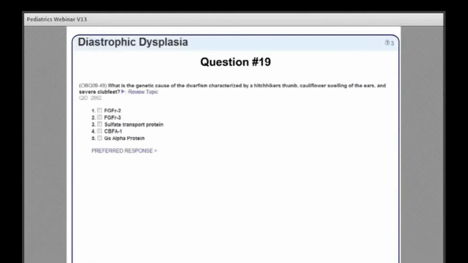Diastrophic dysplasia. What is the genetic cause of the dwarfism characterized by a hitchhiker's thumb, cauliflower swelling of the ears, and severe club feet? FGFR2, FGFR3, sulfate transport protein, CBFA1, or GS alpha protein.